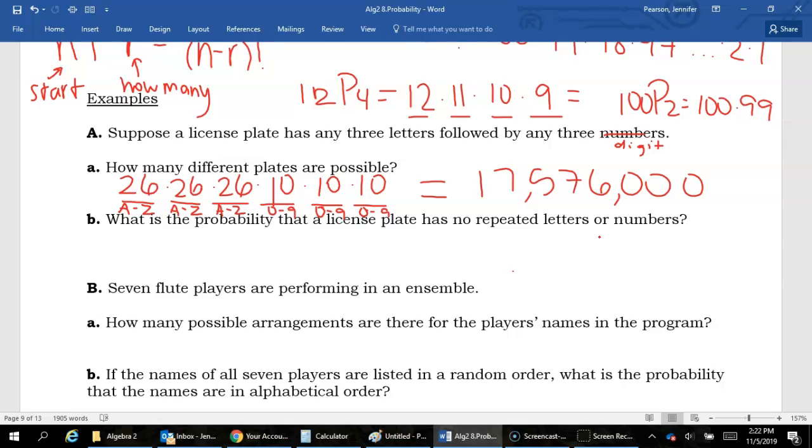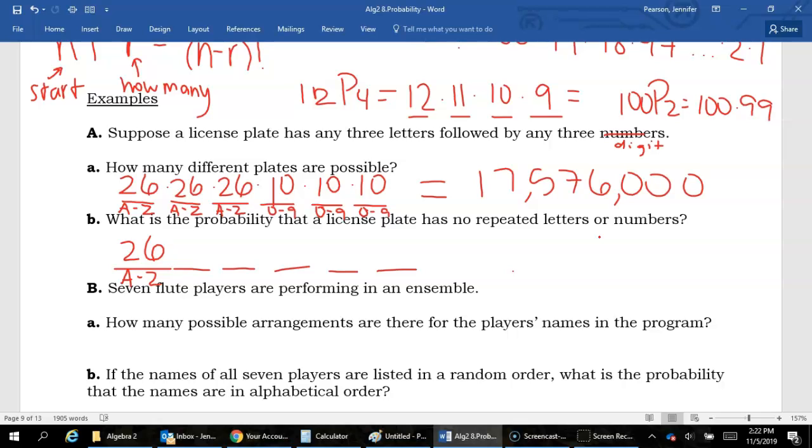What's the probability that the license plate has no repeated letters or numbers? So this is where that counting down thing comes into play. 3 letters, 3 numbers. The first space says pick any letter from A through Z. There are still 26 possibilities. So whatever letter you pick, I'm going to just say I picked A because it makes it easy.